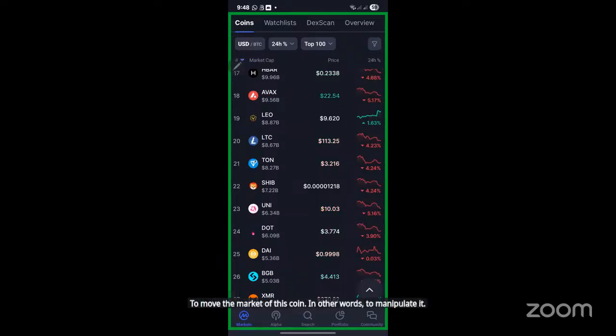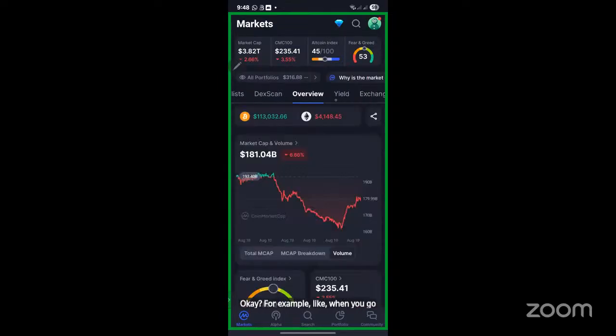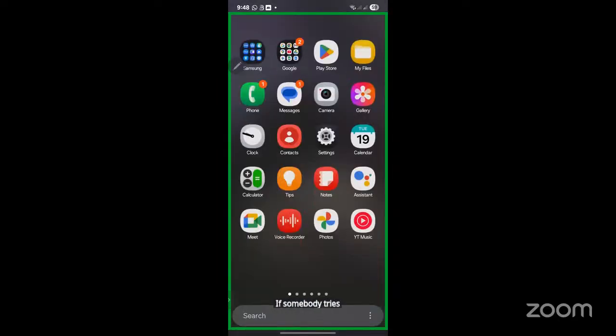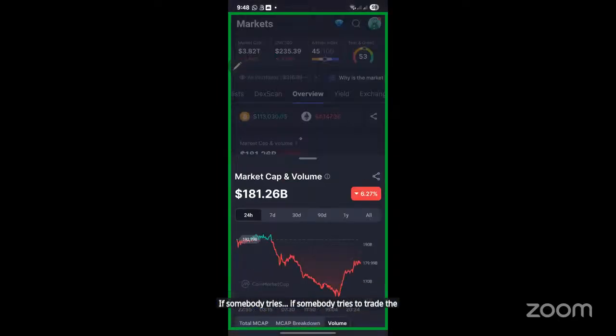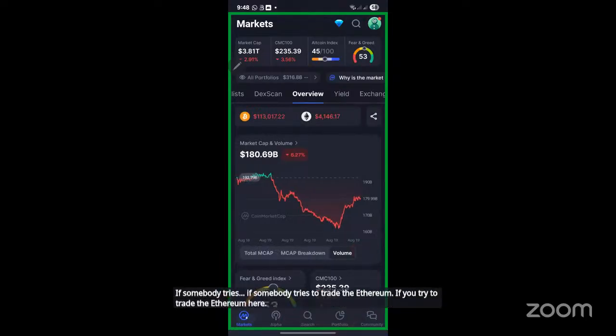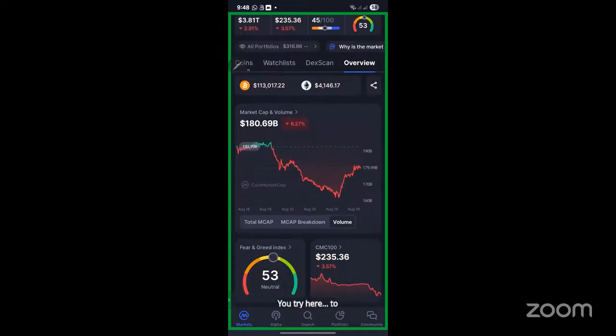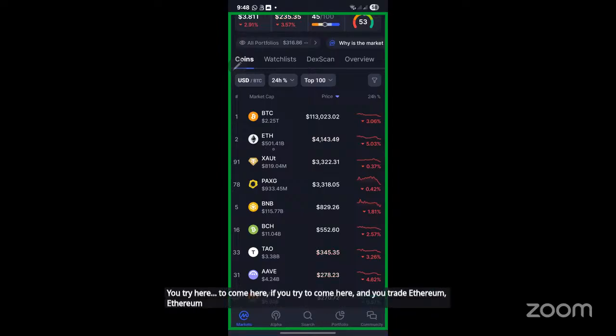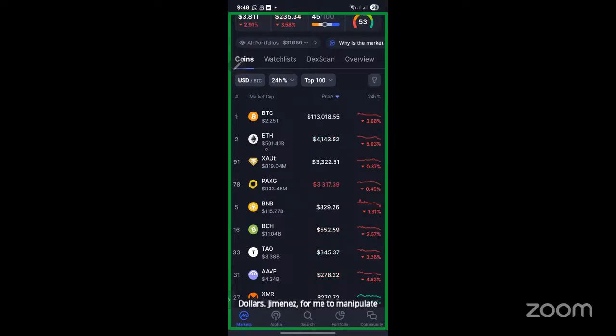For example, if somebody tries to trade a big coin on market cap, like Ethereum, which has about $501 billion, it means for me to manipulate Ethereum, it requires me around $400 billion, which I don't have.